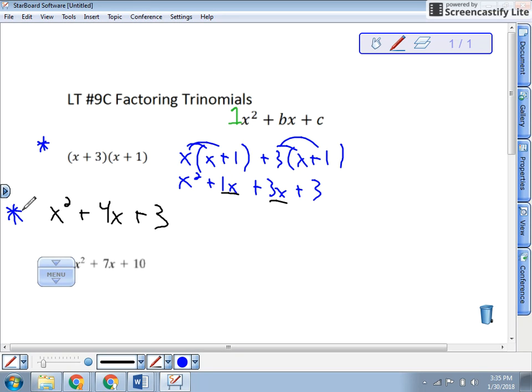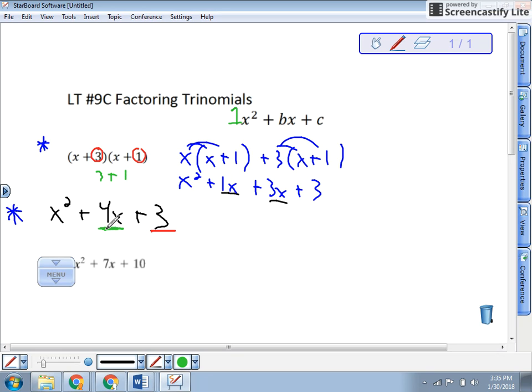We want to look at some patterns. What do you notice about this 3 and this 1? When you multiply 3 times 1, it multiplies to this last term. Those two terms multiply to the last term. And then look what happens when you add 3 plus 1. 3 plus 1 equals this middle term.